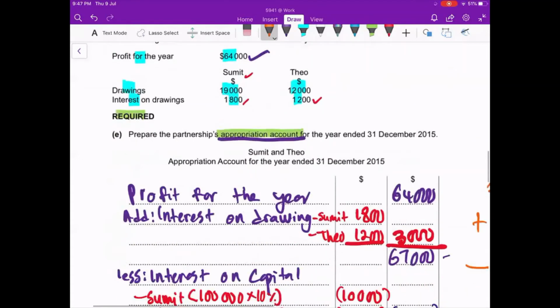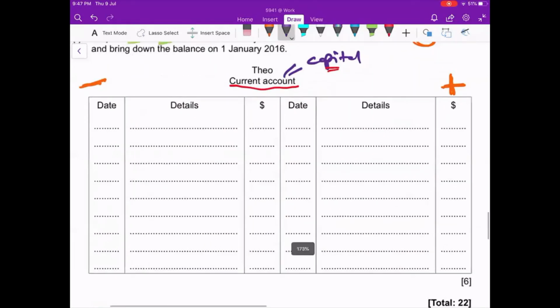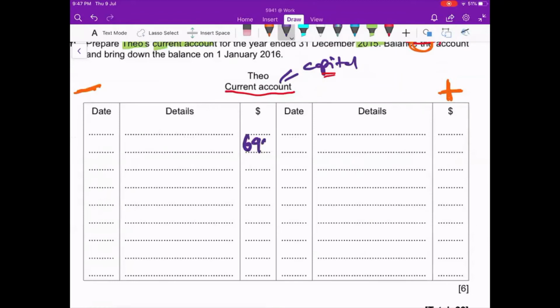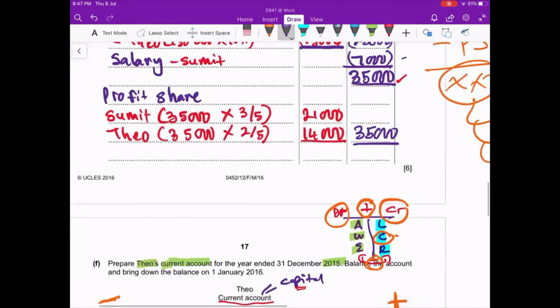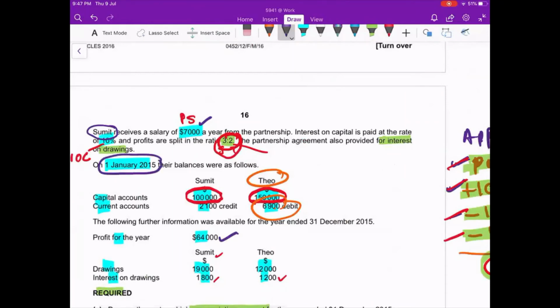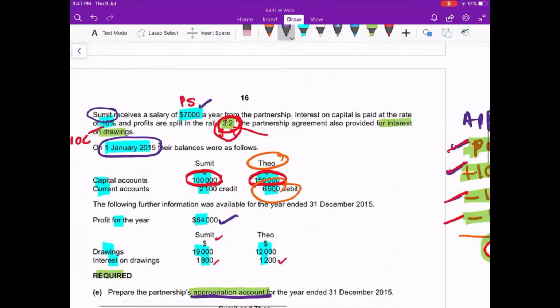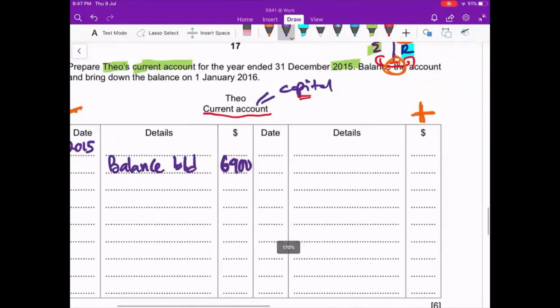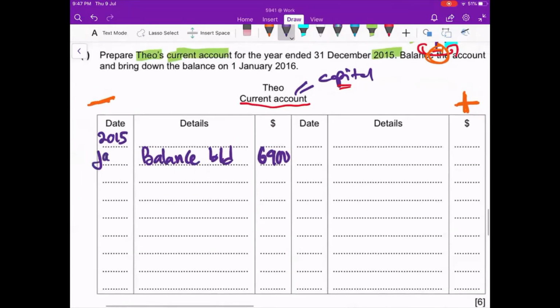So I go here, I write on the debit side 6,900. I write here balance BD. And then the date will be, what is the date? 2015 January 1st. I go here, I write January 1st, balance BD 6,900.